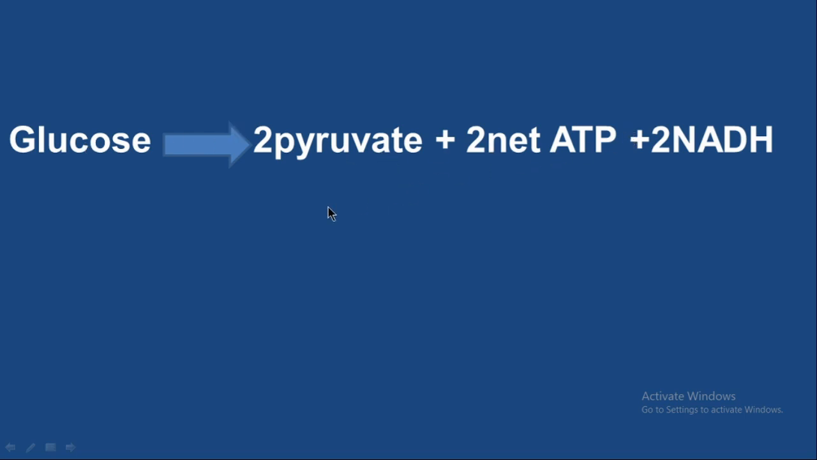Thank you very much for listening. Next time we'll see the process of glycolysis, the link reaction, the Krebs cycle, and the electron transport system. And finally we'll summarize how 38 total ATP molecules are produced from aerobic and anaerobic respiration.